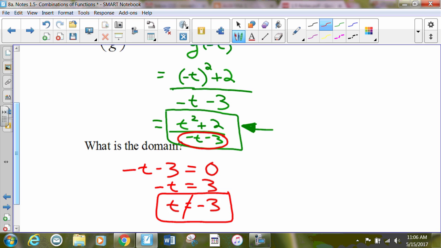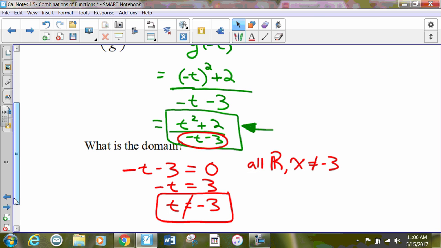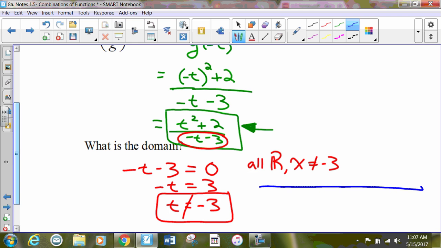And then it asks me about my domain. In the old days, I used to be able to put all reals, x not equal to -3. But now we've moved up, we're in pre-calc, and they want us to put it into interval notation. So let's do that. Basically, all reals are all the numbers that we can find on a number line. Did you know that? Every single number on the number line is a real number. And so all of these will work except for -3. So we're going to have a big open circle at -3. All the numbers to the left of -3 will work, and all the numbers to the right.